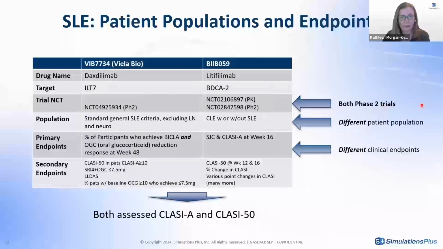Both trials were phase 2, but they differed in their patient population, where daxdilimab recruited a general SLE population that excluded lupus nephritis as well as neurolupus, whereas litifilimab recruited CLE patients that could have had general SLE.